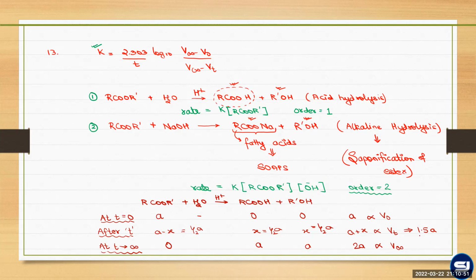Vt minus V naught means 1.5 A minus A. Is it getting verified? No. 2Vt minus V naught, the 2 means this will become 3 times, so 3A minus A gives 2A. Yes, the third relation becomes correct. Hence, the answer is option C.